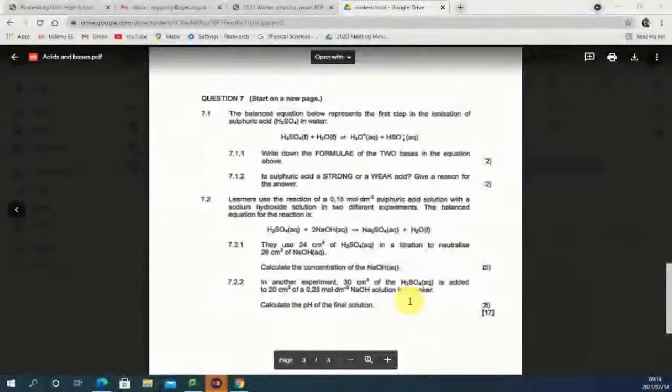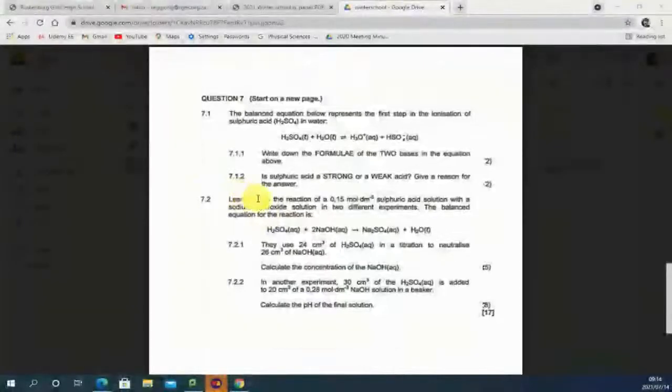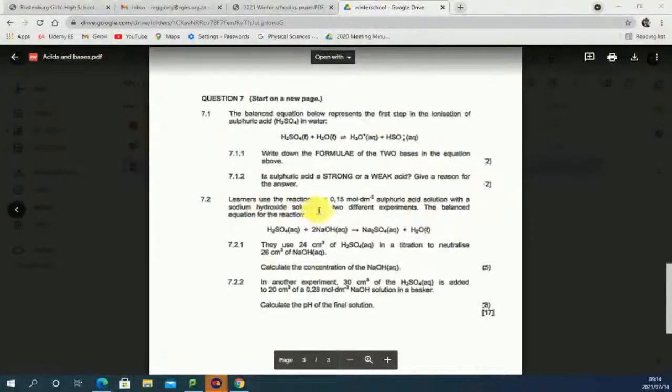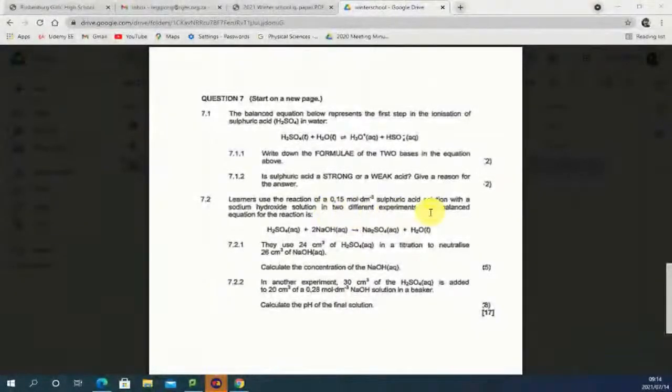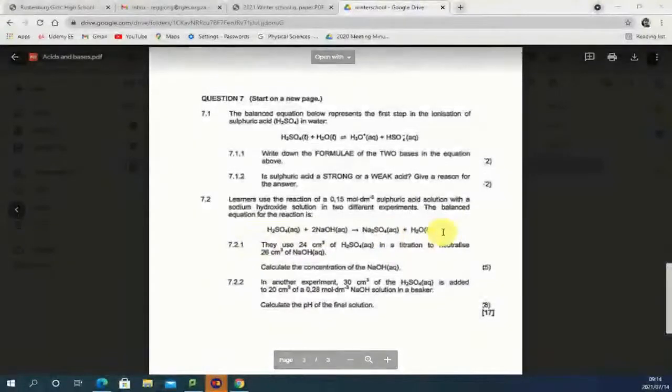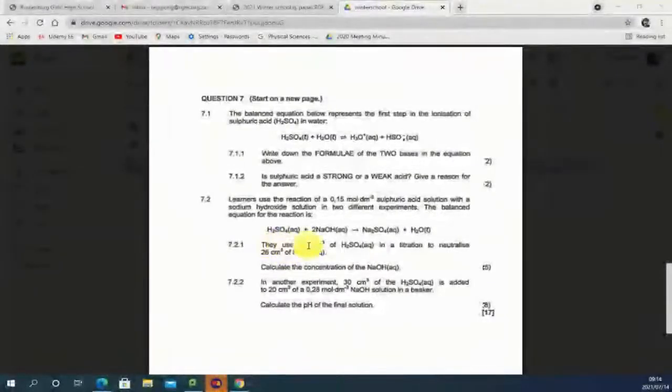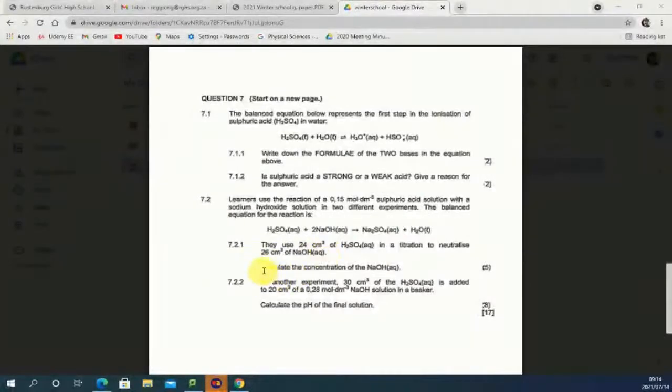Right, so the next thing we're going to look at is the question. Right, and I read, learners use the reaction of a 0.15 mole per decimeter cube sulfuric acid solution with sodium hydroxide solution in two different experiments. That's the balanced chemical equation for the experiment. They use 24 centimeters cubed of sulfuric acid in a titration to neutralize 21 centimeters cubed of sodium hydroxide. Calculate the concentration of the sodium hydroxide.